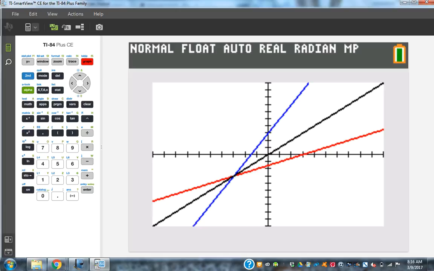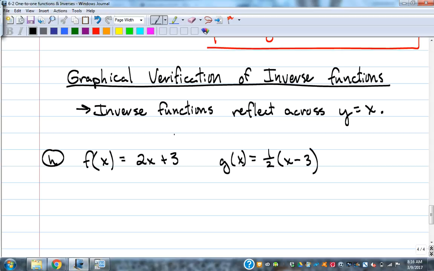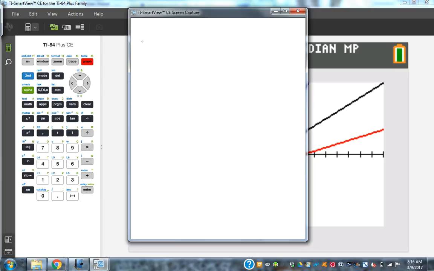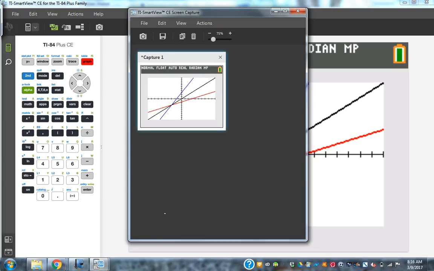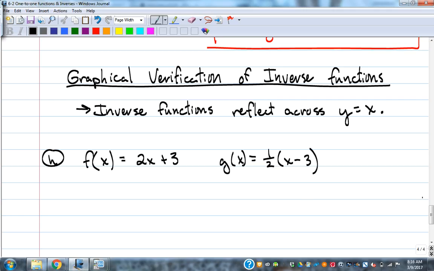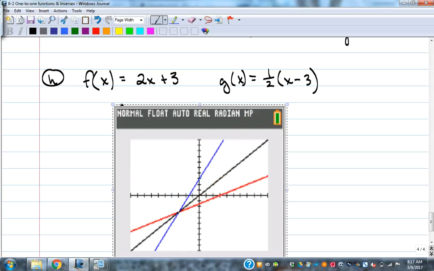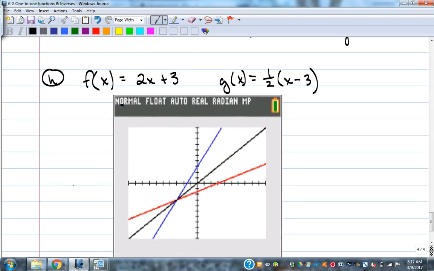So let's look at another one that's maybe not as pretty, or maybe not as straightforward. So let me grab that screenshot and put that in our notes. These are inverses of one another. I'm not a big fan of graphical verification, but it is obviously faster than algebraic verification because you just have to graph them.